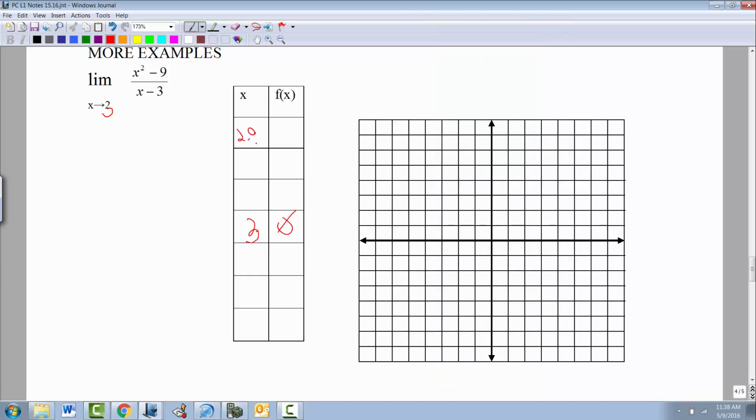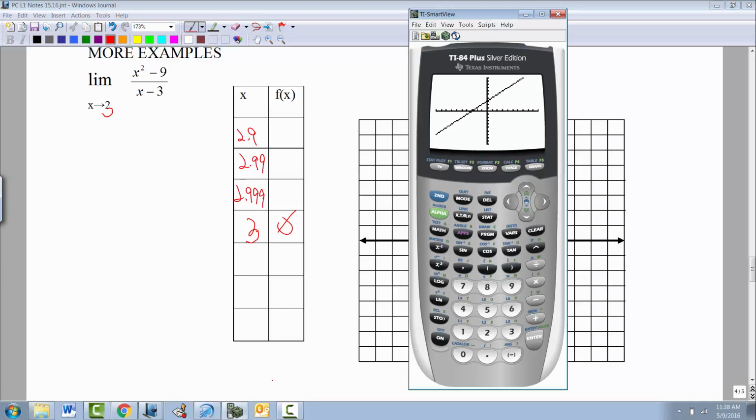2.9, 2.99, 2.999. Say it's complicated again. You can go ahead and hit second calculate value, and you only have to hit it once, and then you can evaluate 2.9, press enter.